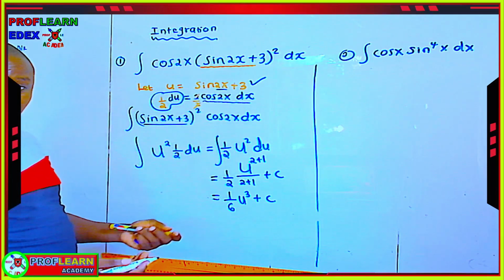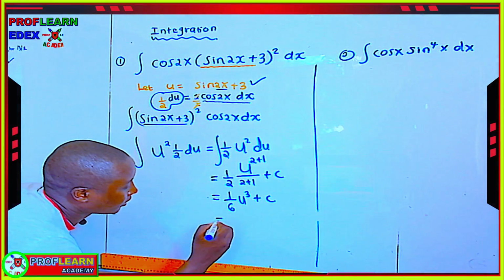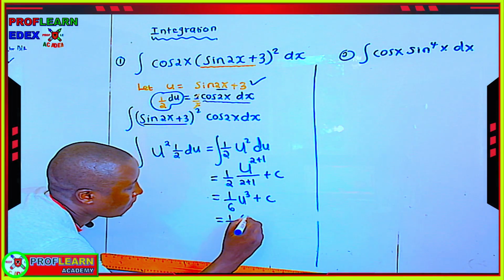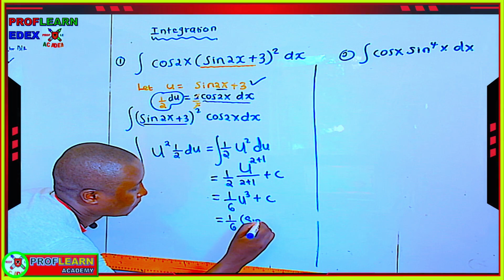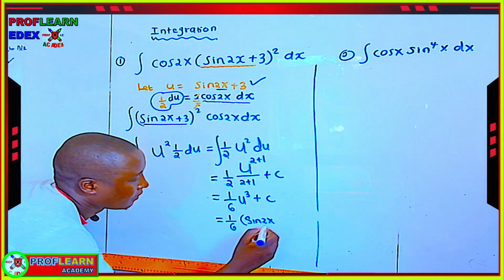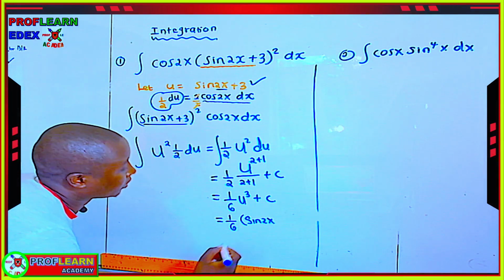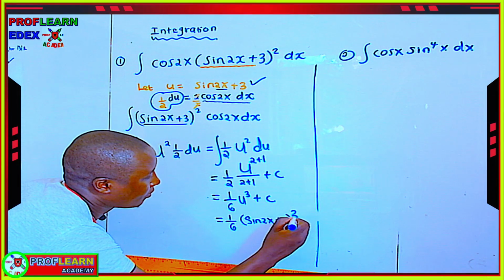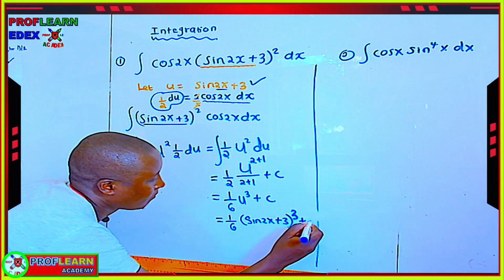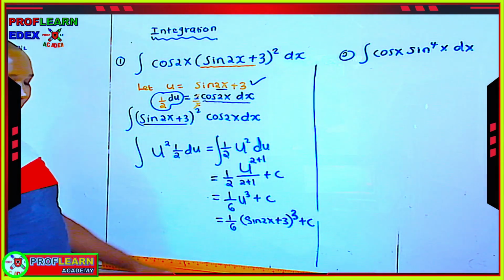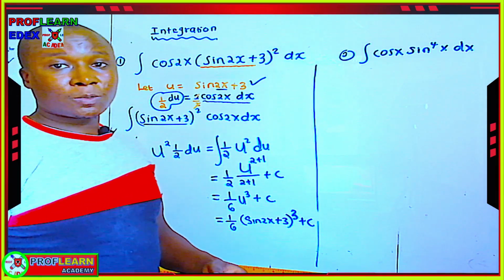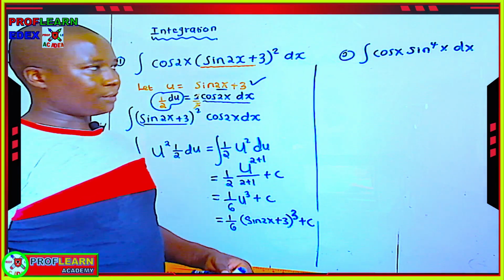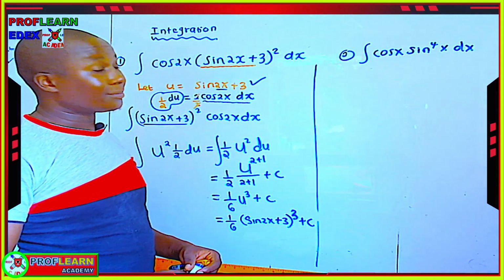But you cannot leave your answer at this point because the expression was in terms of x. So meaning that we are going to replace the value of u. So it will be 1 over 6 into sine 2x plus 3 raised to power 3, then you shall say plus c like that. So basically that's what this expression reduces to when you are performing the integration.